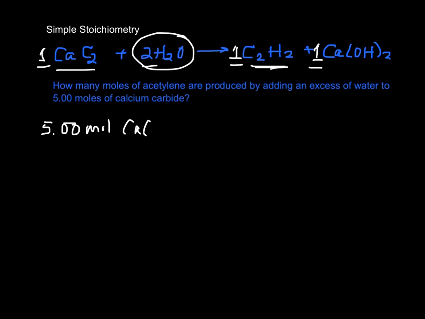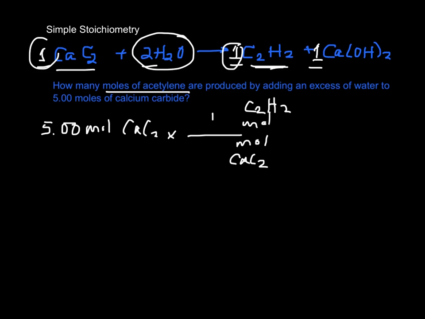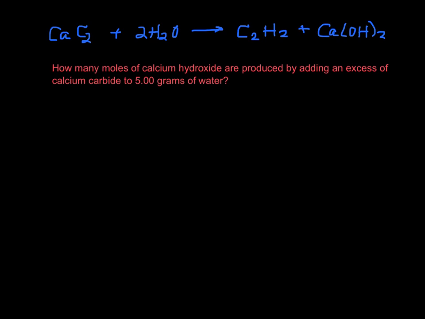Since I've already got moles, I'm going to go ahead and do a mole ratio. I'm going to change moles of calcium carbide to moles of the thing I'm looking for, which is acetylene, C2H2. I just look in the equation, and I see that it's a 1-to-1 ratio. So I just put 1 to 1, and then I'm done. I'm going to 5 moles of acetylene. So if I start with 5 moles of this, I can make 5 moles of that. That's just using the mole ratio. Let's make it a tiny bit more complicated.